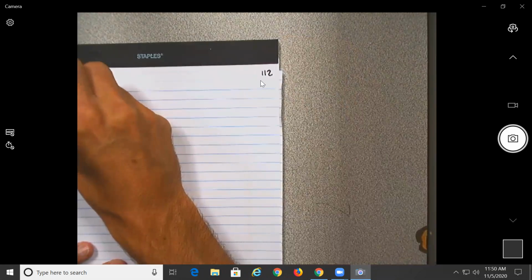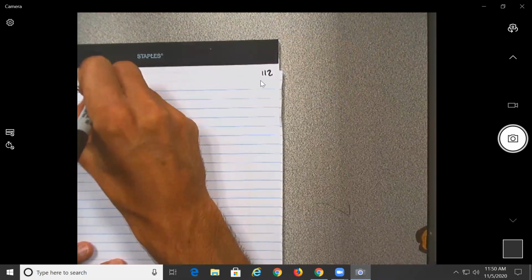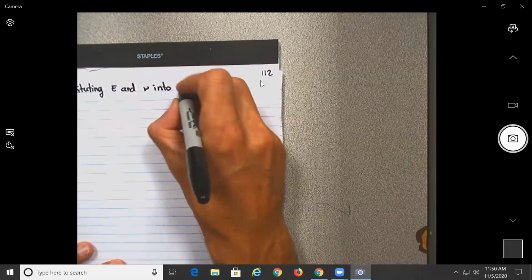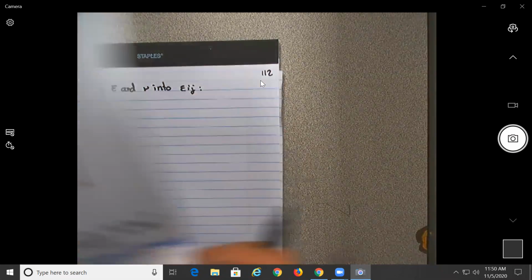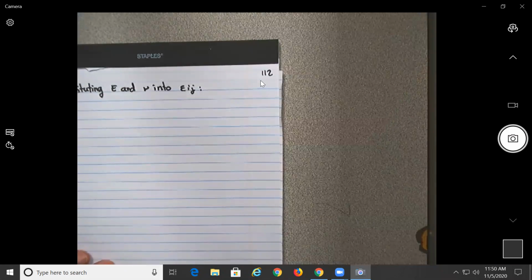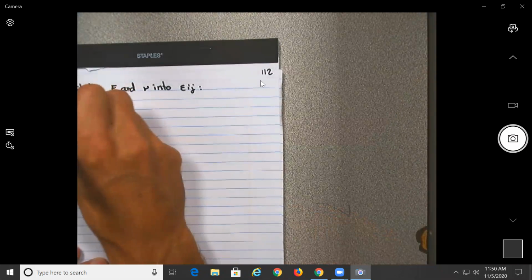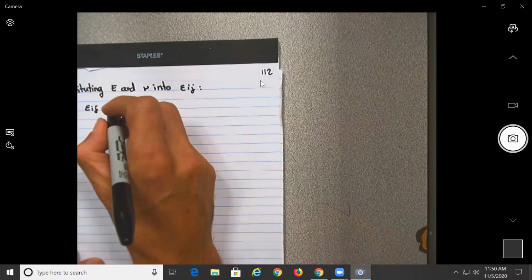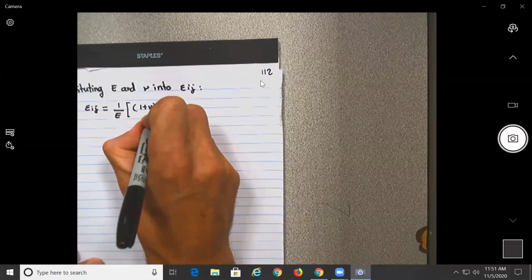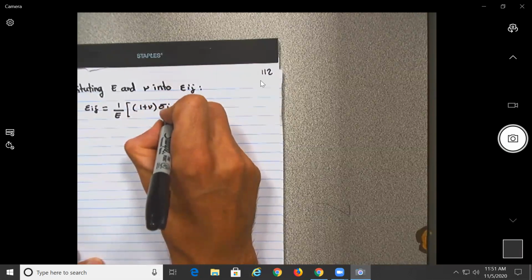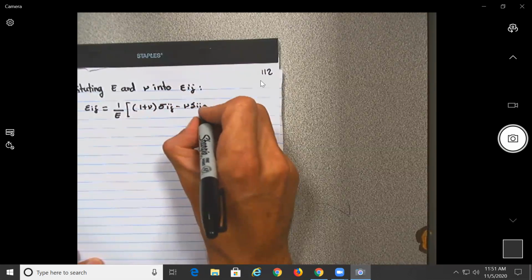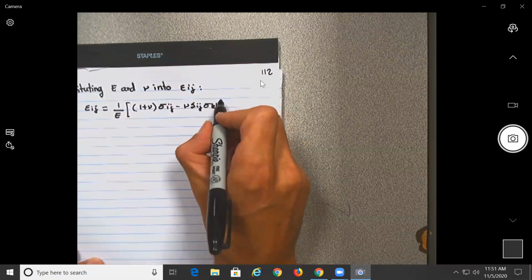substituting E and mu into epsilon ij, which is this equation here. That's why you have to rewrite it in this form. We get that epsilon ij will be equal to 1 over E, times (1 plus mu) sigma ij, minus Poisson ratio delta ij epsilon kk.